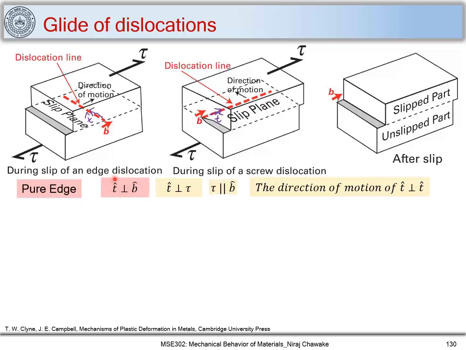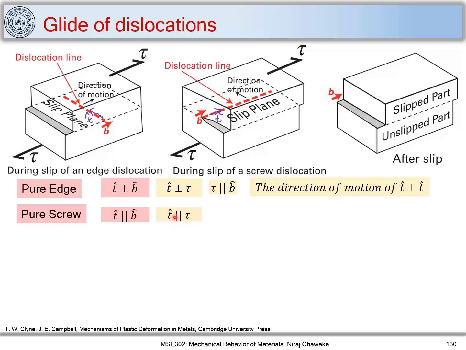We know that the dislocation line is perpendicular to the Burgers vector. We have seen this. The dislocation line is perpendicular to the tau, that is this tau which is applied. Tau is parallel to the Burgers vector, and the direction of motion of the dislocation line is perpendicular to the t vector, the tangent vector. You can see that this is our tangent vector, a dislocation line vector, and the motion of it is perpendicular to it. Now let's consider a screw dislocation. The screw dislocation is defined as one where the t vector is parallel to the Burgers vector.